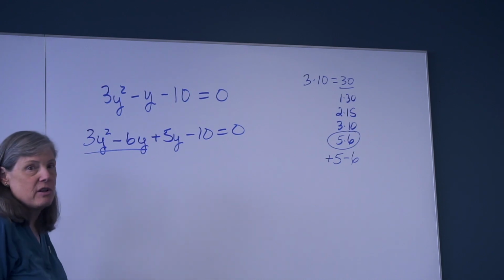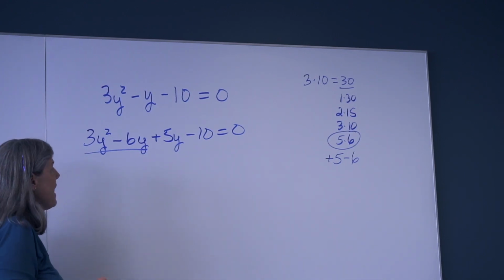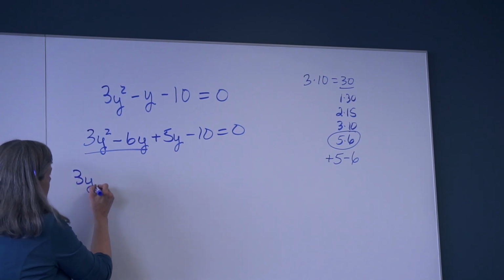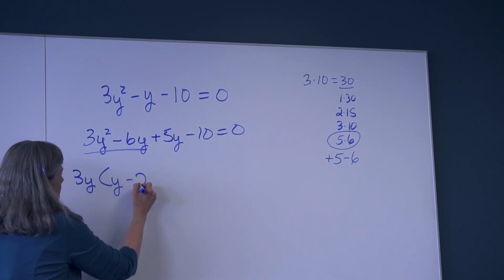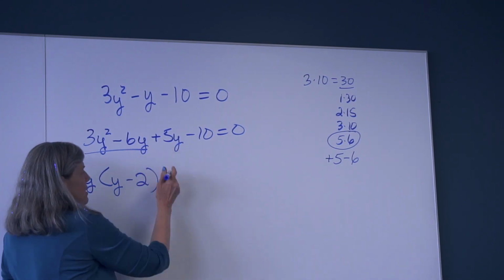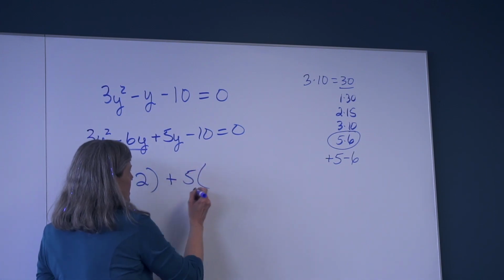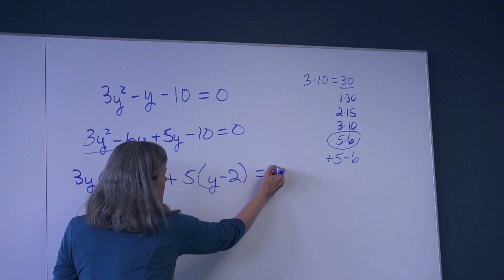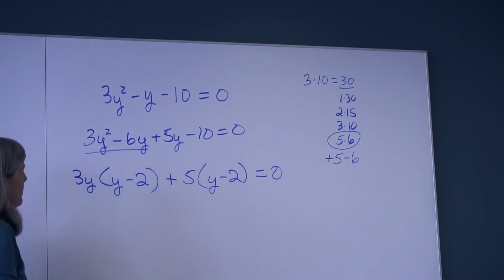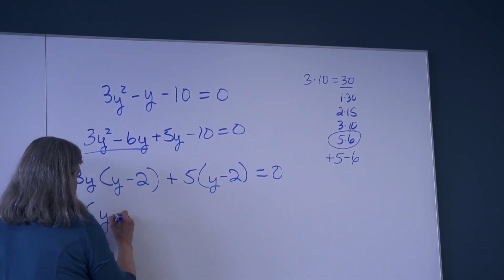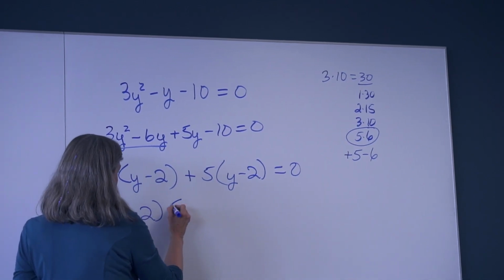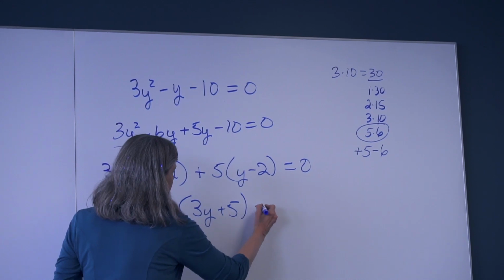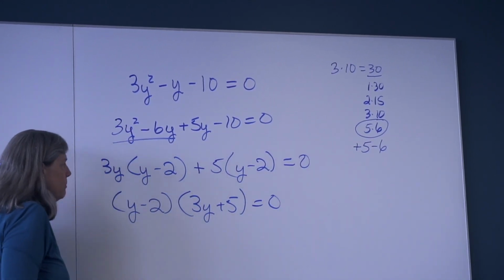Okay, now we've got 4 terms, so we're going to factor by grouping. Okay, so I can get a 3y out of this. I'm left with y minus 2. Bring this sign down. I can take a 5 out. I get y minus 2 equals 0. Remember to write that. Now my greatest common factor, y minus 2. And I'm left with 3y plus 5 equals 0.